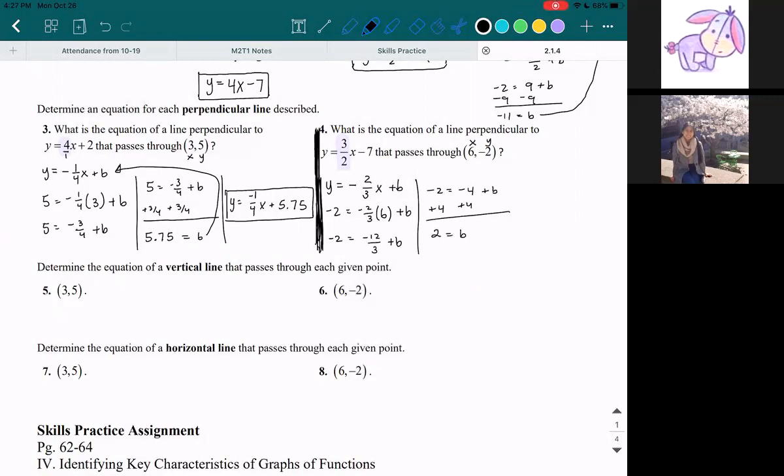Remember, this is not your answer. You have to take this and put it right there into the original equation. So you get y is equal to -2/3 x plus b, but our b is 2, so plus 2. And so this is the equation of your perpendicular line through the given point.